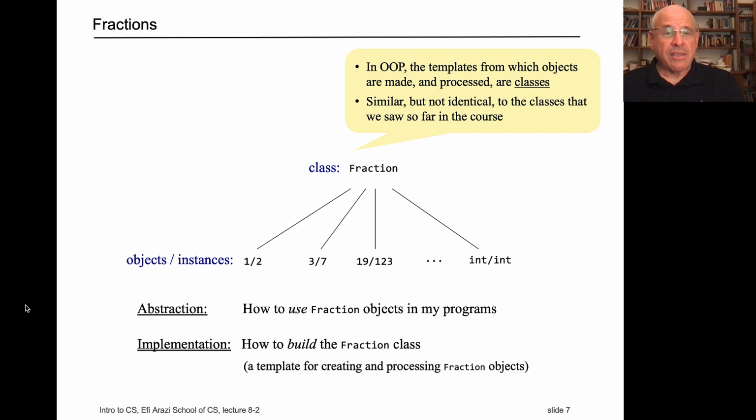Now, when we talk about the abstraction of an object, or in Hebrew, תיאור המופשט של עצם, we are talking about how to use the fraction objects in my programs. So, whenever I need to operate with or to do something with fractions, I can use these fraction objects. All I have to do in order to use these objects is have access to the API of the fraction class, and then I can do whatever I want with these objects.